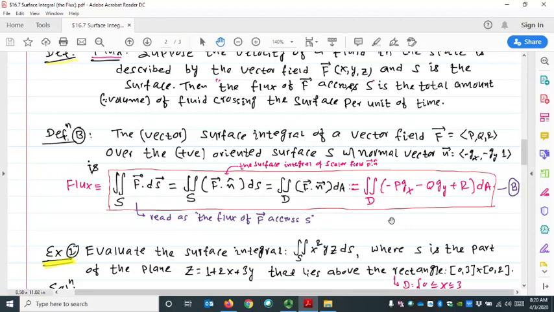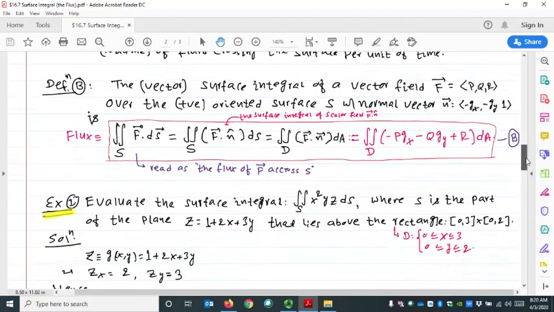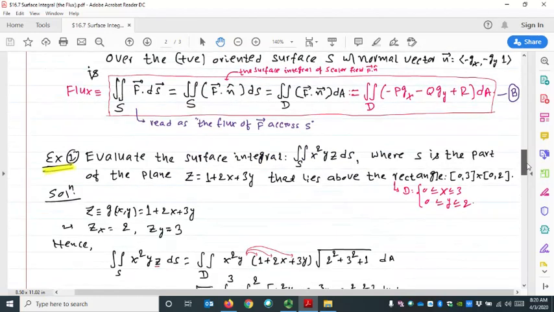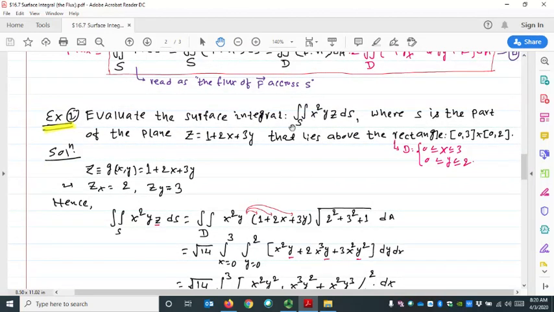Now we are ready to do the examples. Let's compute the surface integral. First example, evaluate the surface integral of x squared y z over the surface S, where S is the part of the plane z equals 1 plus 2x plus 3y that lies above the rectangle [0, 3] cross [0, 2]. So the bounds of our plane region D are given here. x is between 0 and 3, y between 0 and 2, and the surface is z equals 1 plus 2x plus 3y. So we take the partial derivatives of this g and apply the formula.